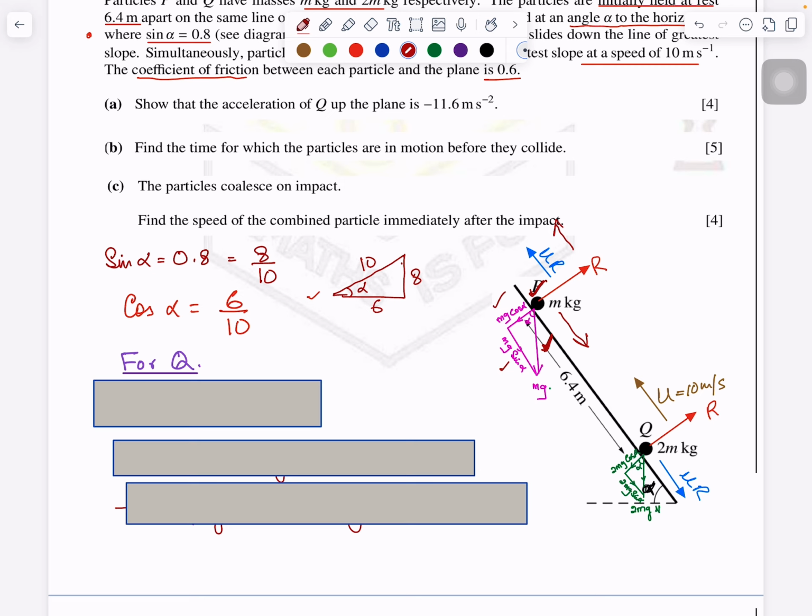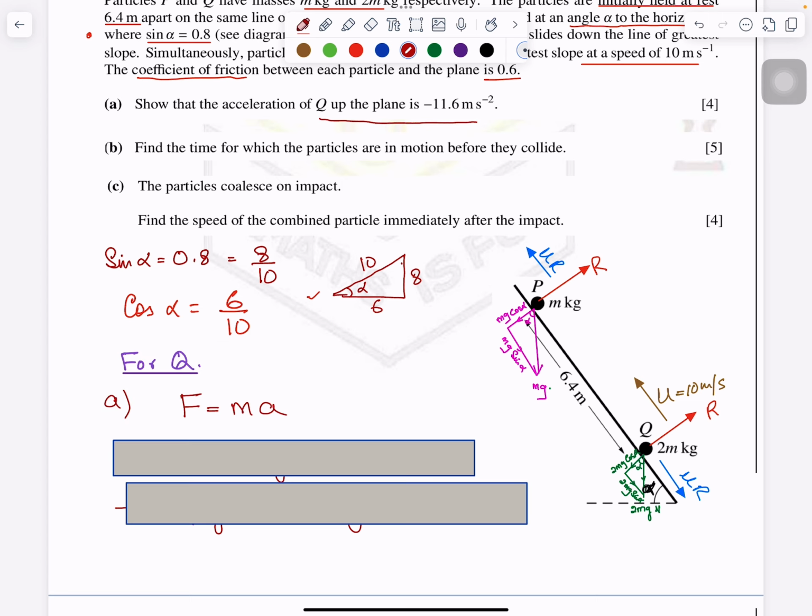Q, because it is thrown up with the velocity u, initial velocity is called u, 10 meters per second. So maximum friction will be acting downward because friction is acting opposite to the motion. So once you have drawn all this, then you will not make mistakes in the application of Newton's law, where mostly students make mistakes. So the first part of the question is asking to show that the acceleration of Q up the plane is minus 11.6.